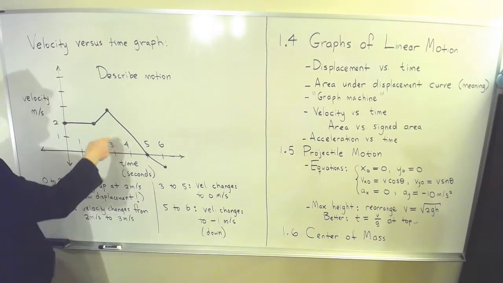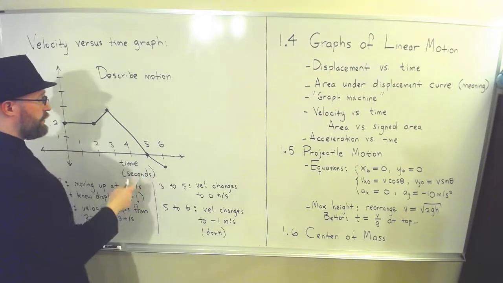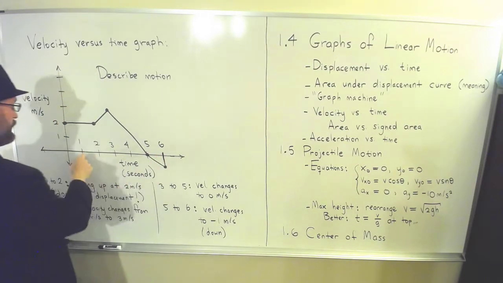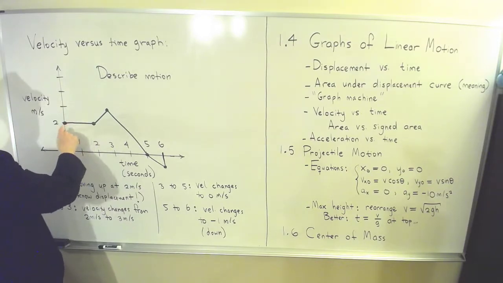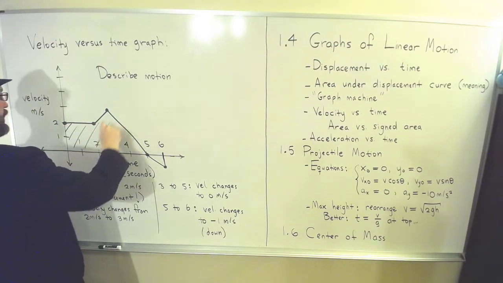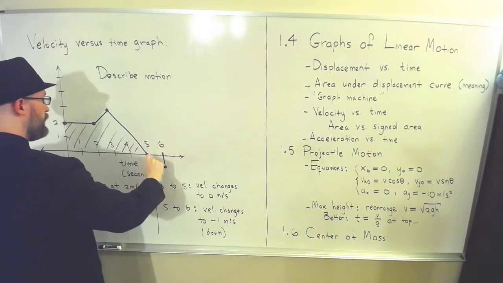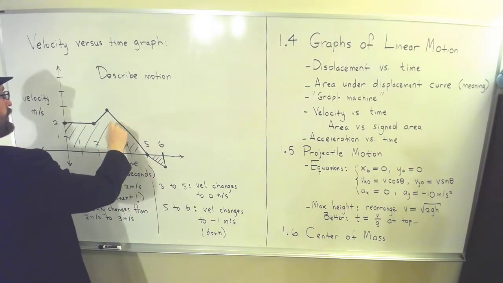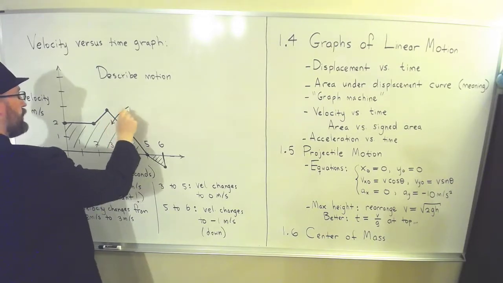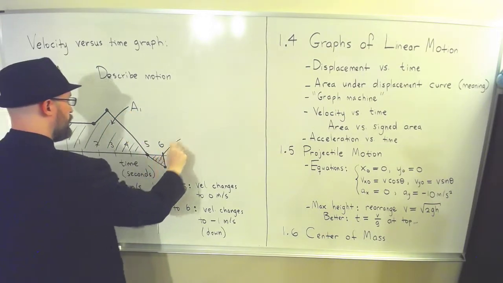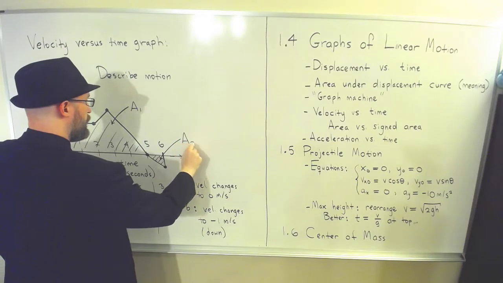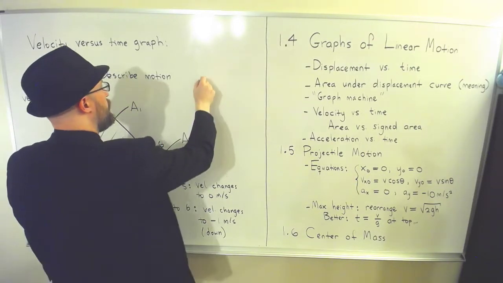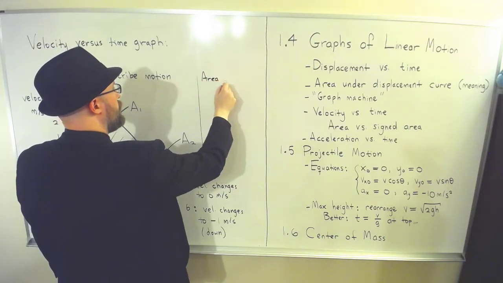Now, we can also talk about the area under the curve, or more generally, the area between the curve and the time axis here. So I'm going to scribble over what I had here. That's this area here and this area here. I could once again call this A1. I'm going to call this here A2.